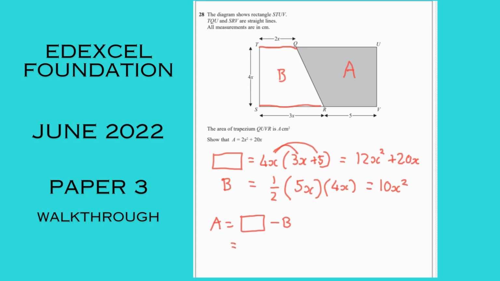Or in other words, 12x squared plus 20x. Take away the 10x squared. And when you simplify your x squared terms, it spits out exactly what you were asked to show.